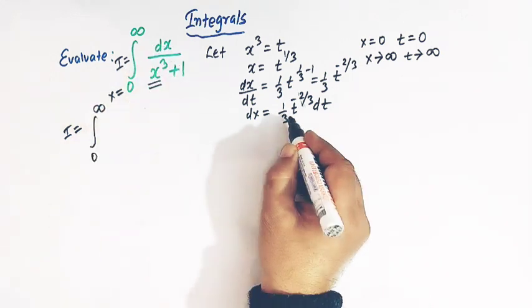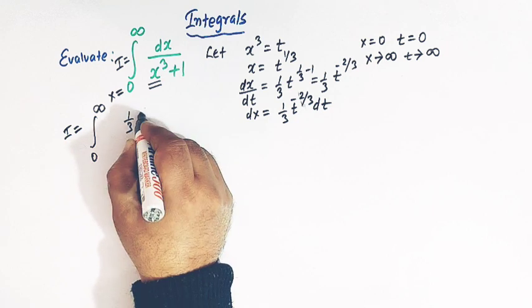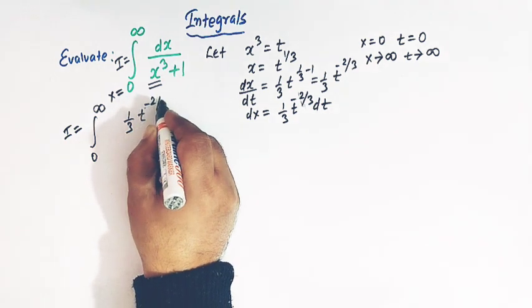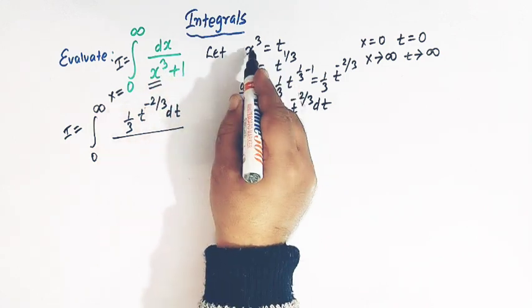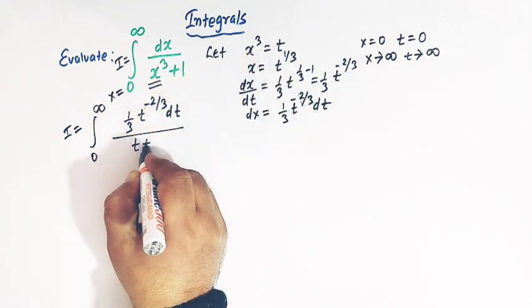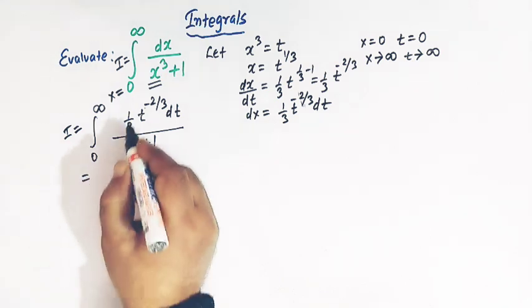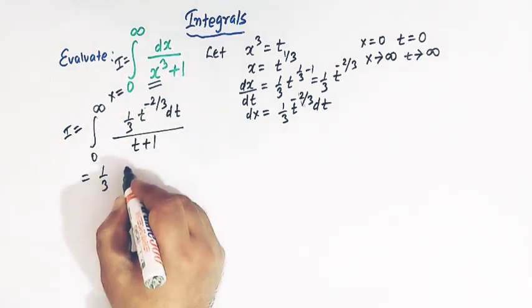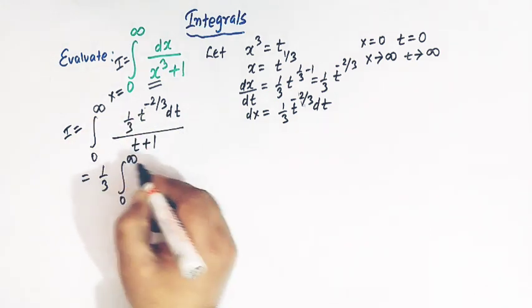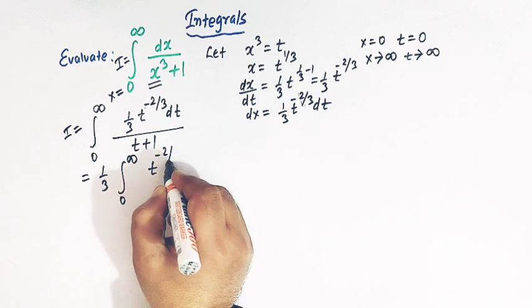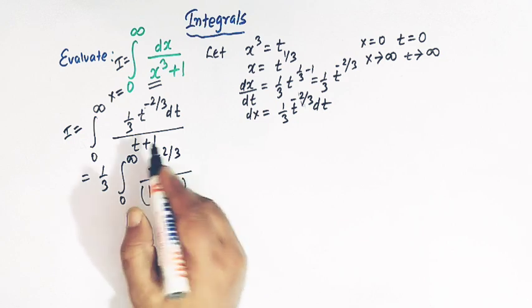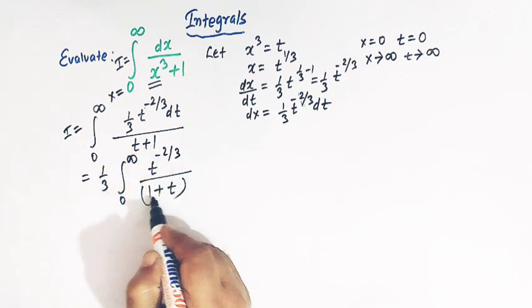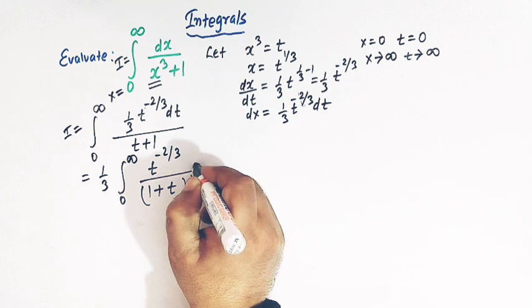For dx, we can write 1 by 3 t raised to minus 2 by 3 dt divided by x cube plus 1. X cube is t, so we have t plus 1, right? So let us rearrange the terms. So we have 1 over 3, 0 to infinity, t raised to minus 2 by 3, and here we can write t plus 1 as 1 plus t raised to 1, right?